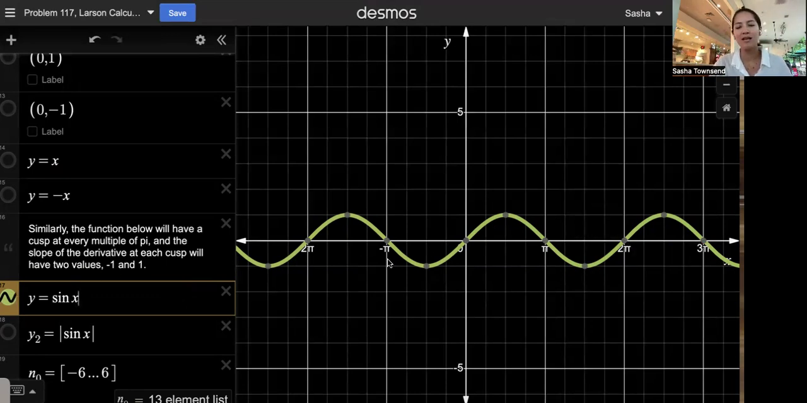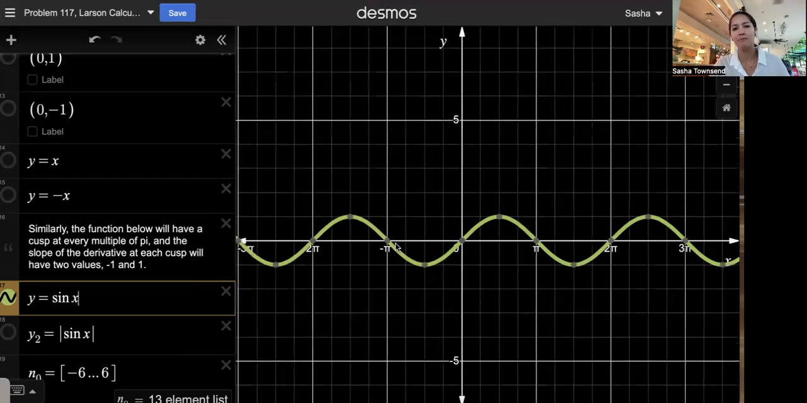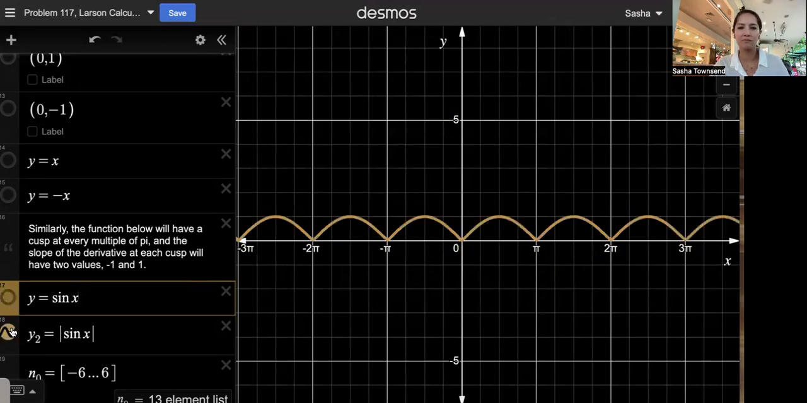Well, if we take the absolute value, wherever it's positive, it's going to stay positive. So all of these parts of the graph that are above the x-axis are going to stay in the exact same location. But all of these points that are below the x-axis are going to be multiplied by -1. So we're going to end up flipping those pieces up, and it's going to look kind of like a scalloped curve. So we've got that as the graph.